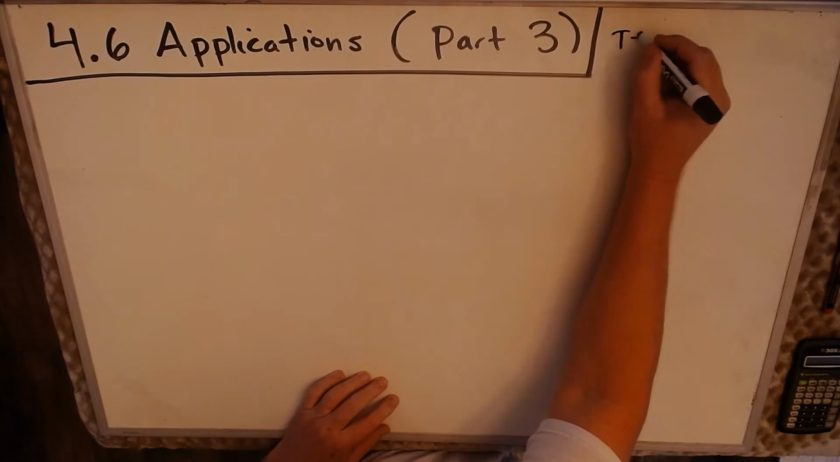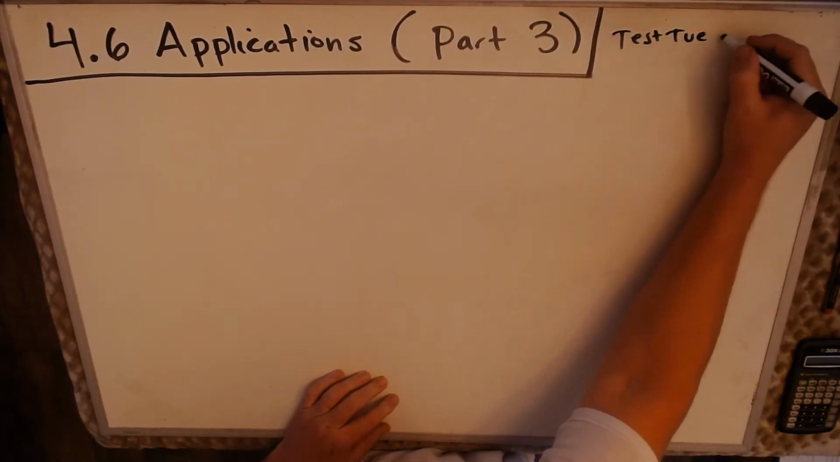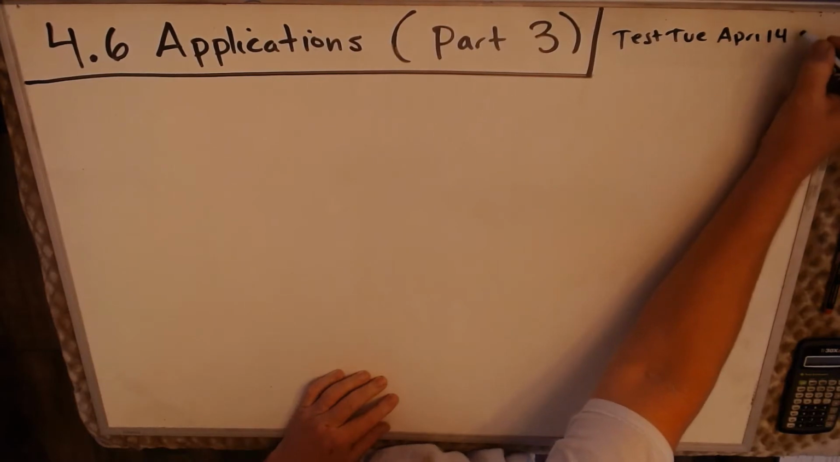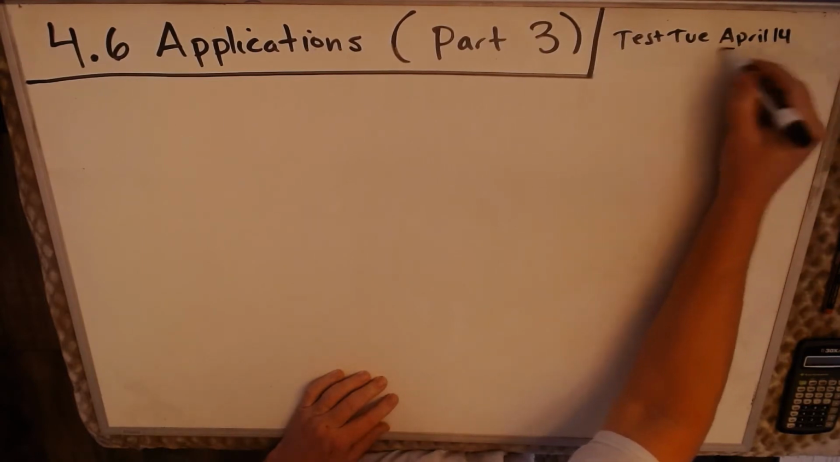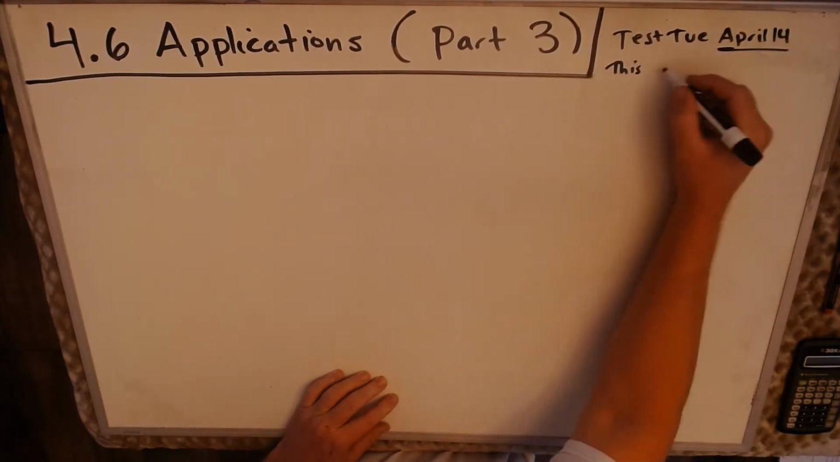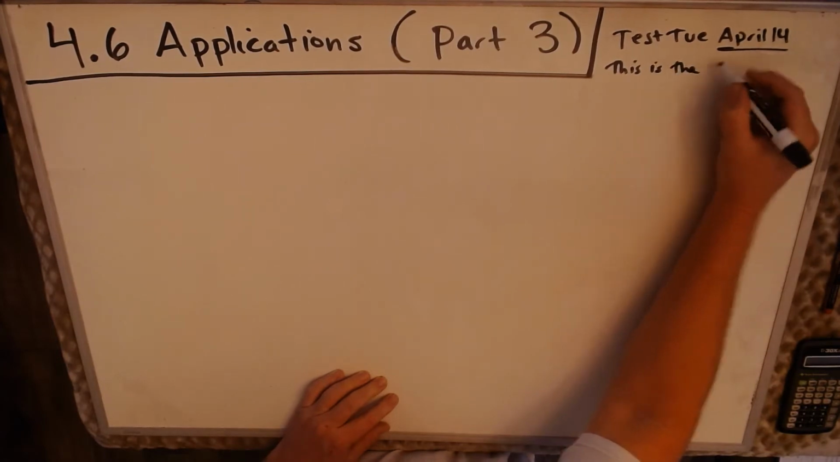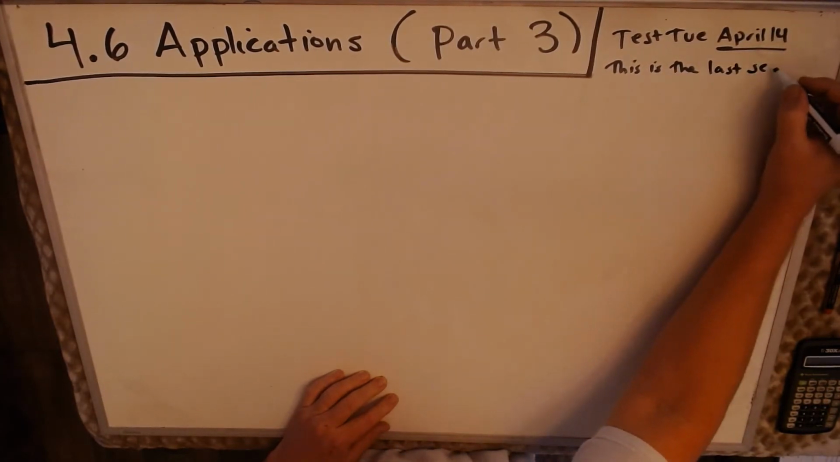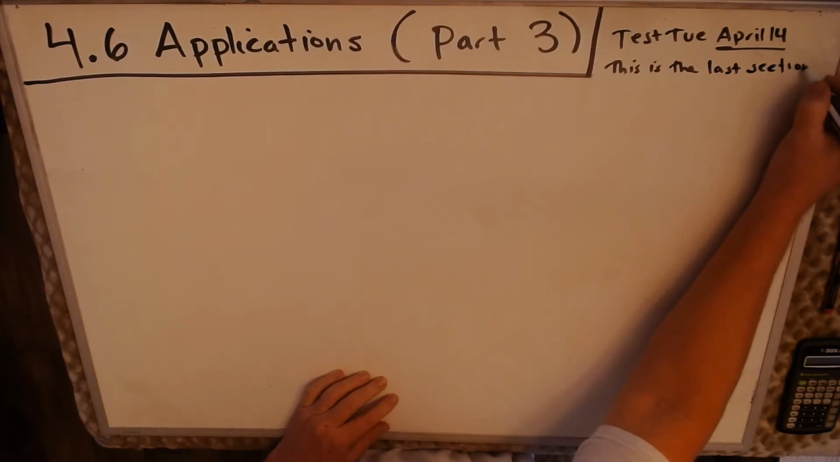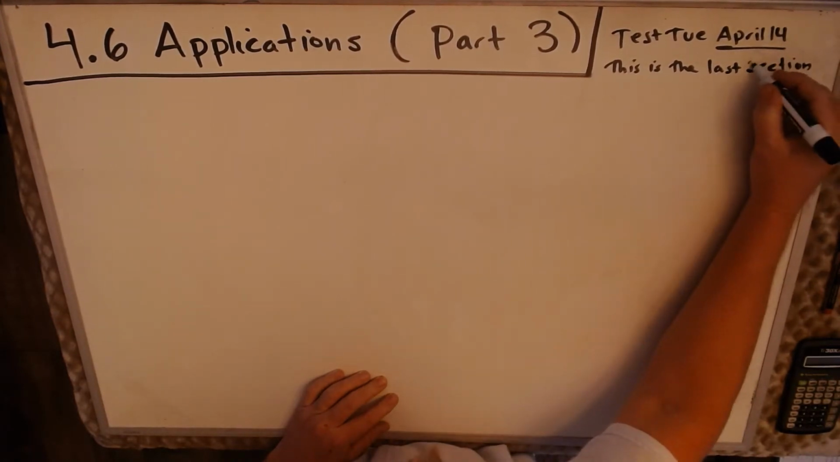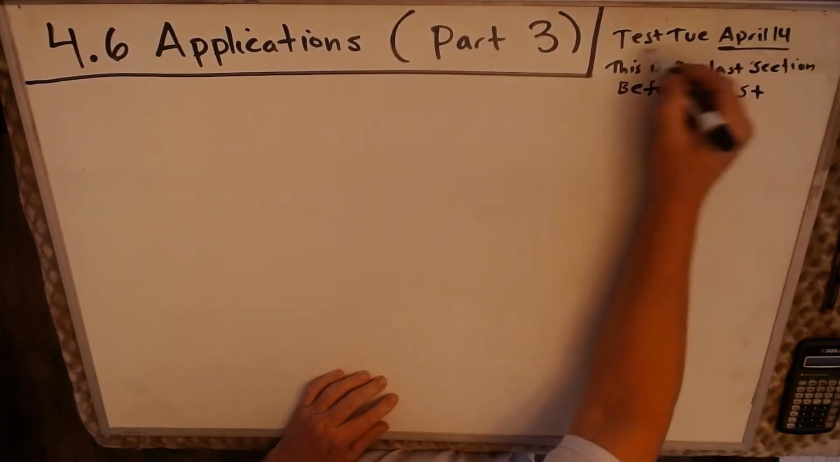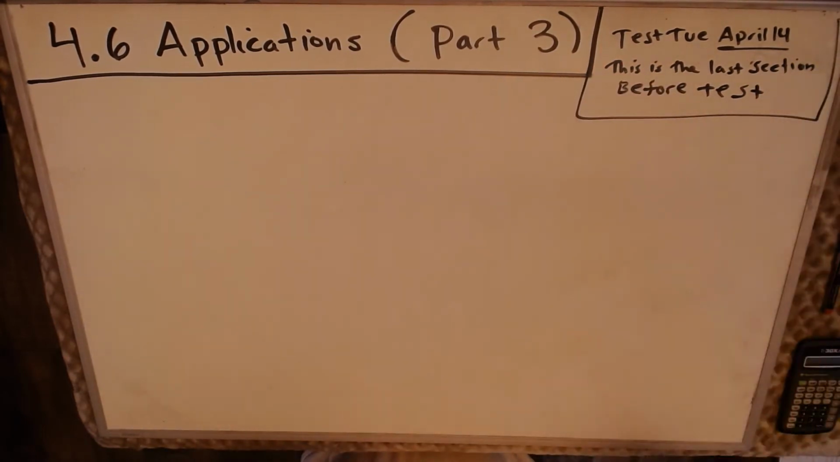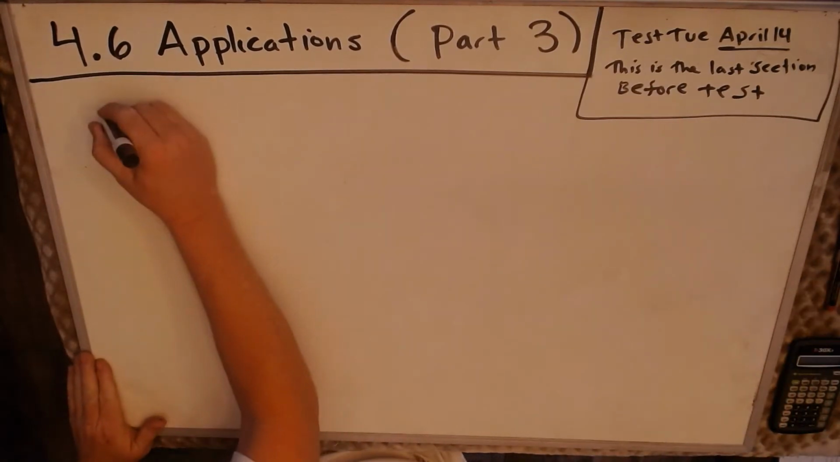There's a test Tuesday. Just a reminder, April 14th. So keep in mind this may be on the test. This is the last section before the test. Right, so we're going to sum up the exponential growth and decay.